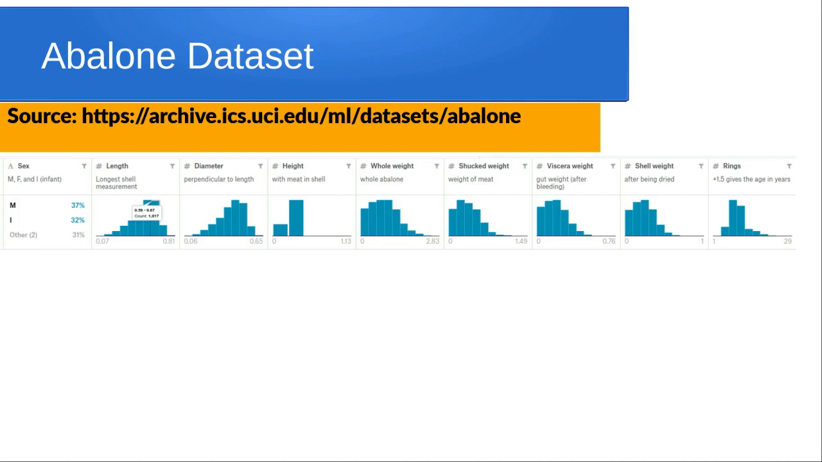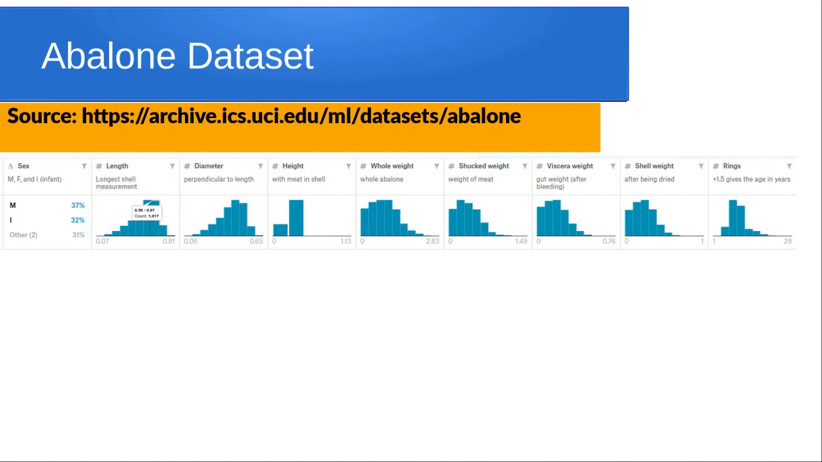Shucked weight is the value of the weight of the meat. Viscera weight, that is gut weight after bleeding. Shell weight, that is the value of the weight after being dried. And the last variable name is rings. The value entered will be the number of rings plus 1.5, which gives the age of the abalone in years.